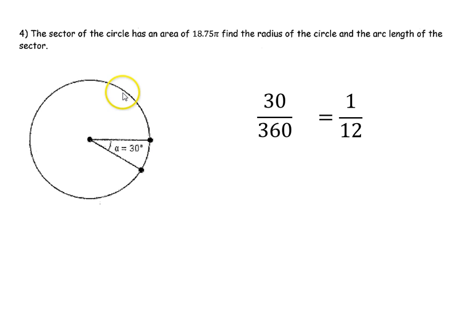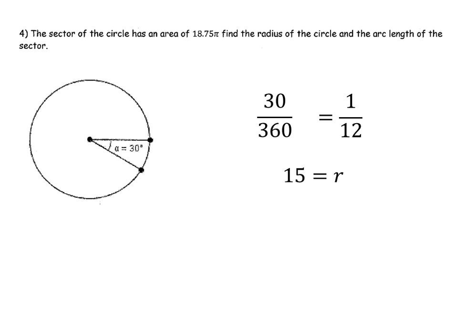So I need to find the circumference of the circle and then take that and divide it by 12, because this right here is 1/12 of the circle. So therefore 12 of these must make up the whole circumference of the circle. How do I find the circumference? By needing to know the diameter or the radius. But we know the radius, we just found it.